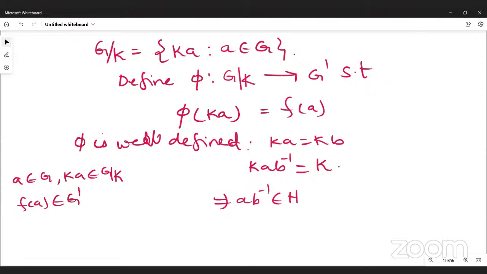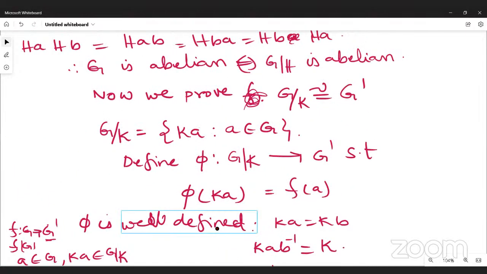Why? Because f from G to G dash is a homomorphism. Then only we say that G dash is the homomorphic image. So every homomorphic image is isomorphic to some quotient group. For that we have taken the kernel, where K is the kernel.